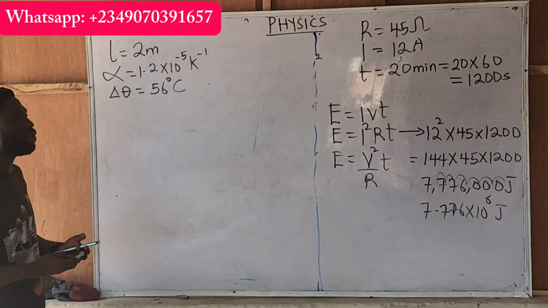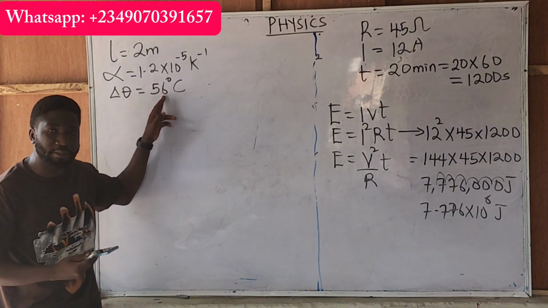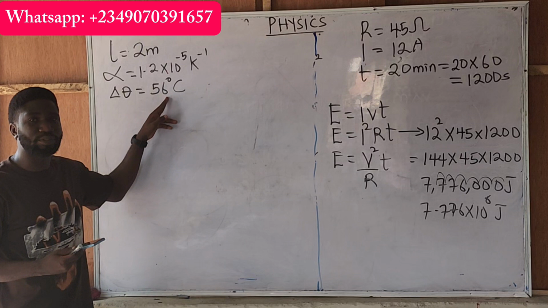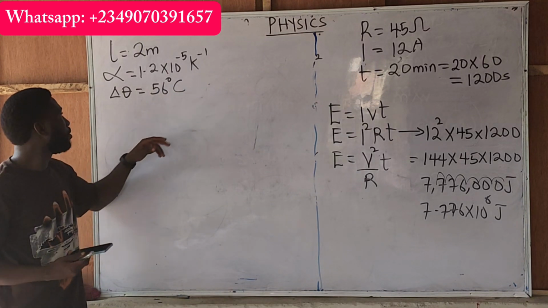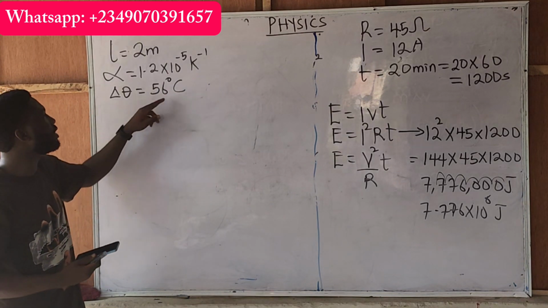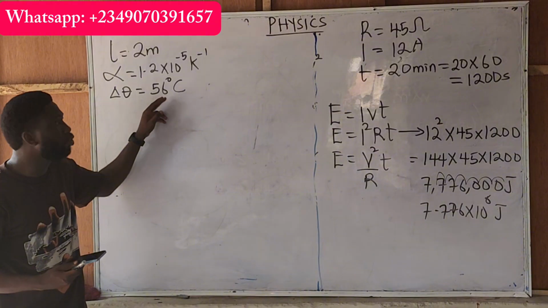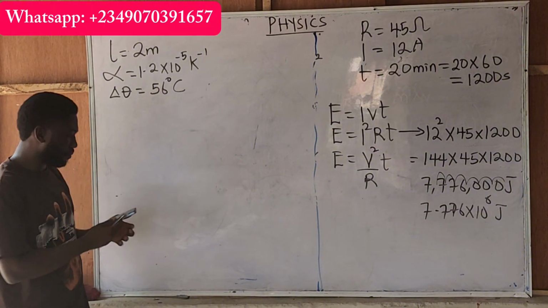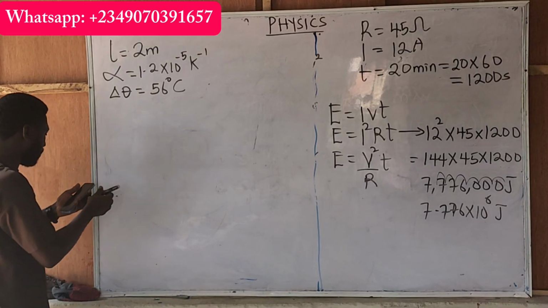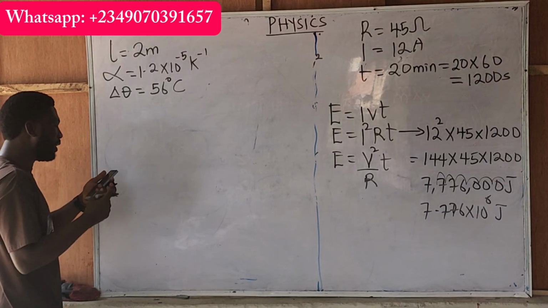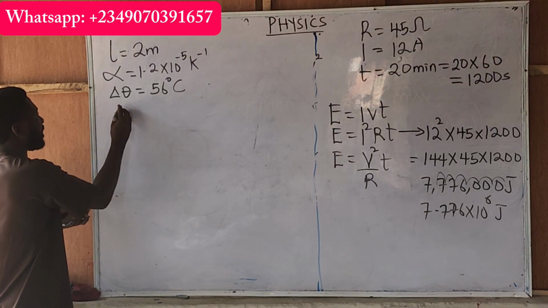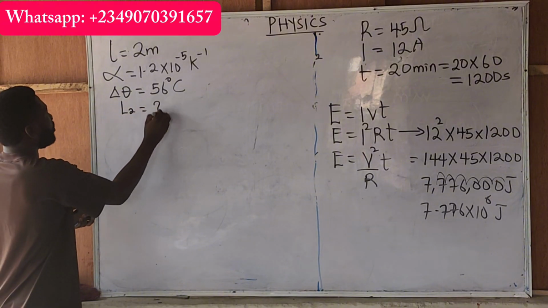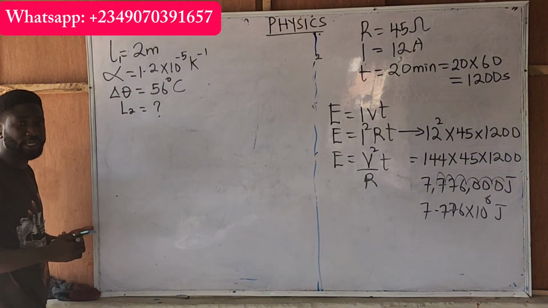Please, in this case, you don't need to change this to Kelvin. It's not necessary. Do not change 56 degrees Celsius to Kelvin. Leave it this way. What will be the new length of the rod? So we want to get the new length, and that is L2. This represents L1, which is the original length.